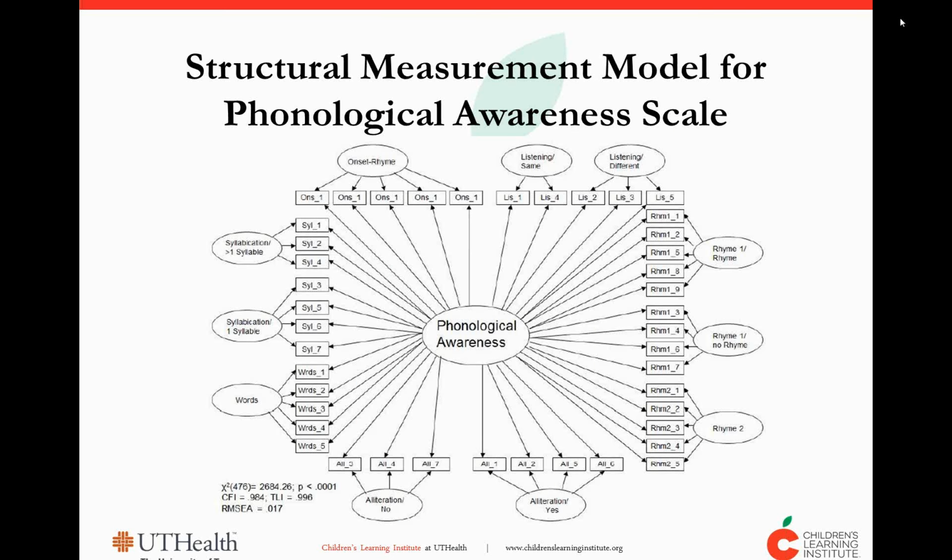To look at phonological awareness and whether there was justification for a composite score and the separate 7 subscales, we did some structural modeling and found that we do have evidence that there is a single phonological awareness construct, but that these different sub-areas, onset rhyme, rhyming, alliteration, syllabication, segmenting words and sentences, all provide some unique information to that single construct.